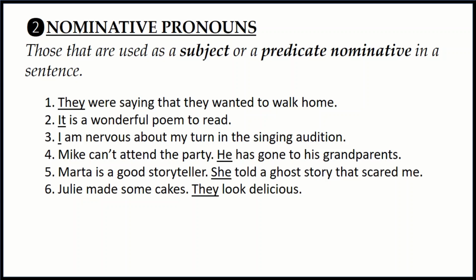Julie made some cakes. They look delicious. So over here, they is actually a predicate nominative of cakes. Why can't they be the reference of Julie? Because Julie is singular and they, we know, is plural. So the predicate nominative should agree in the same way. Here they is plural, so if you look at the first sentence, the plural cakes is what it parallels with.